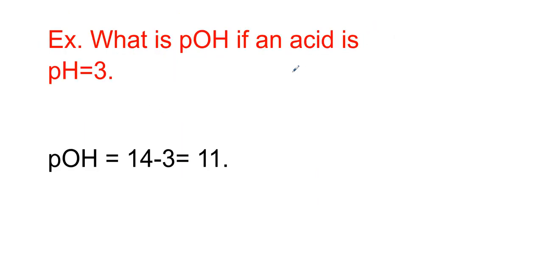That's too easy. Let's do one more, and then we'll try the worksheet. How about this one? What is the pOH if an acid is pH 3? Oh, this is too easy. They have to add up to 14, right? If pH is 3, then pOH must be 11. And that's how you do it.